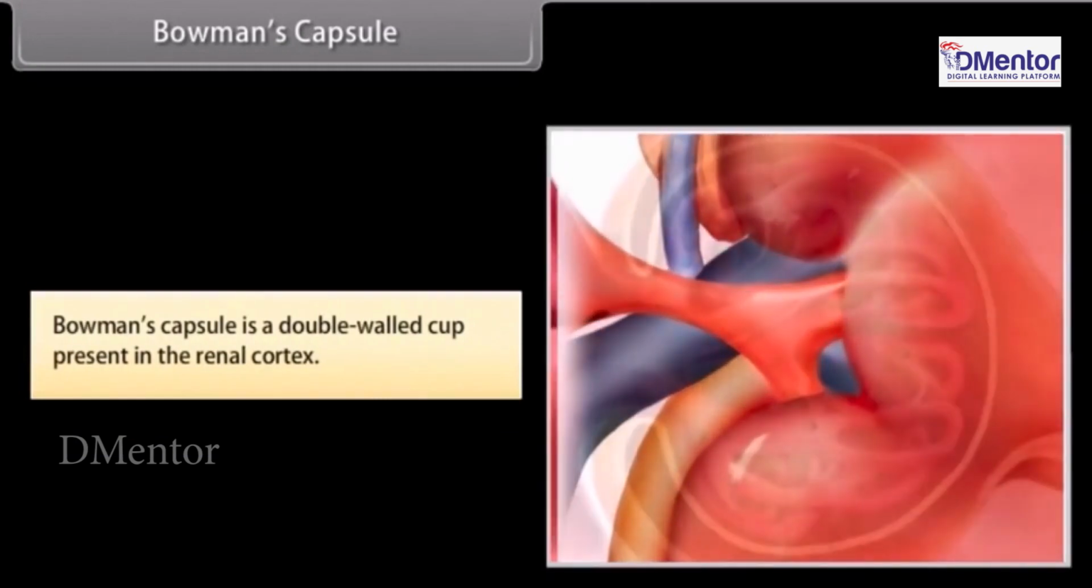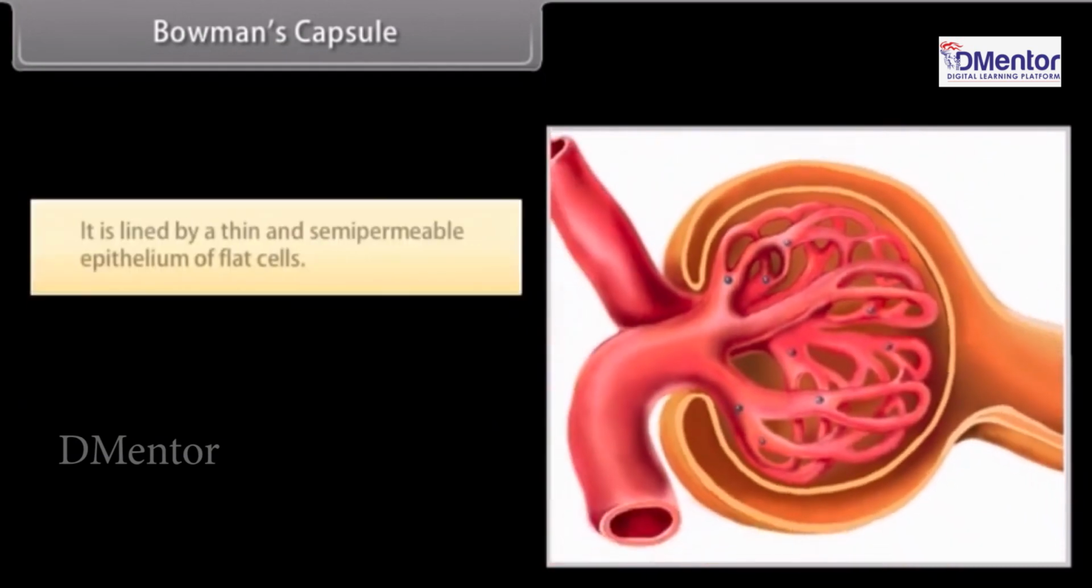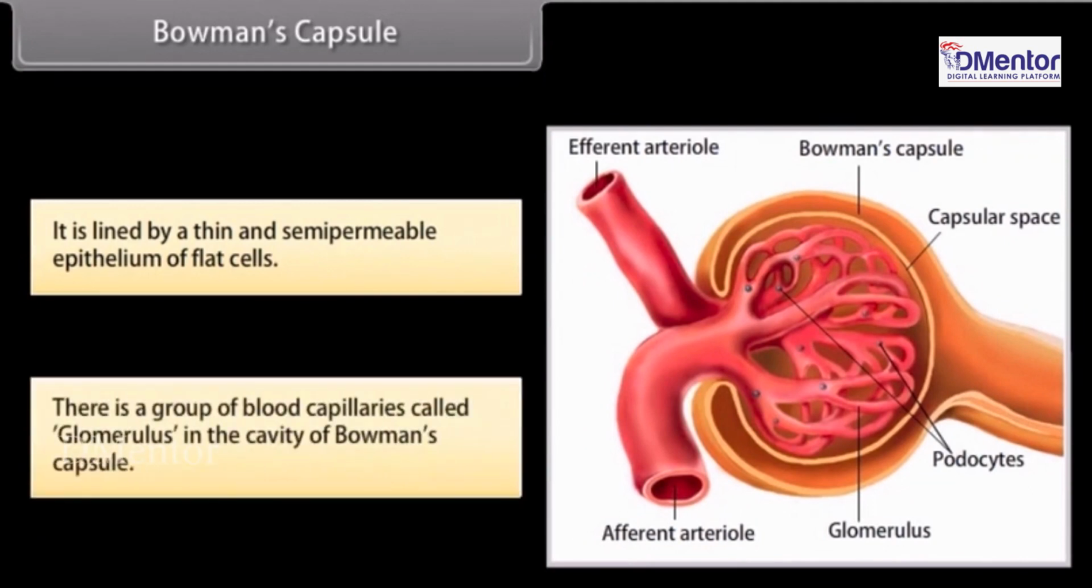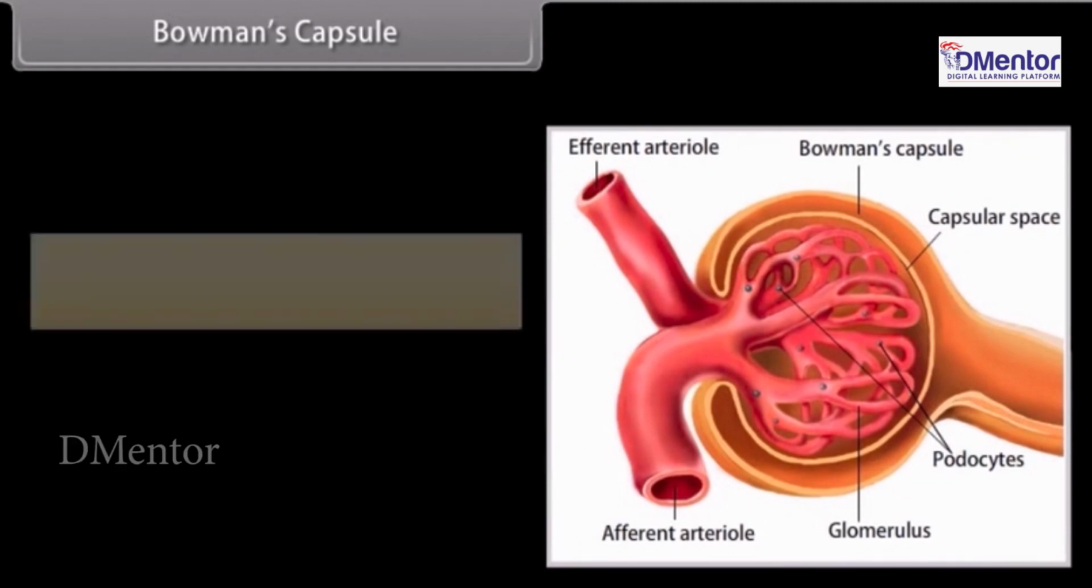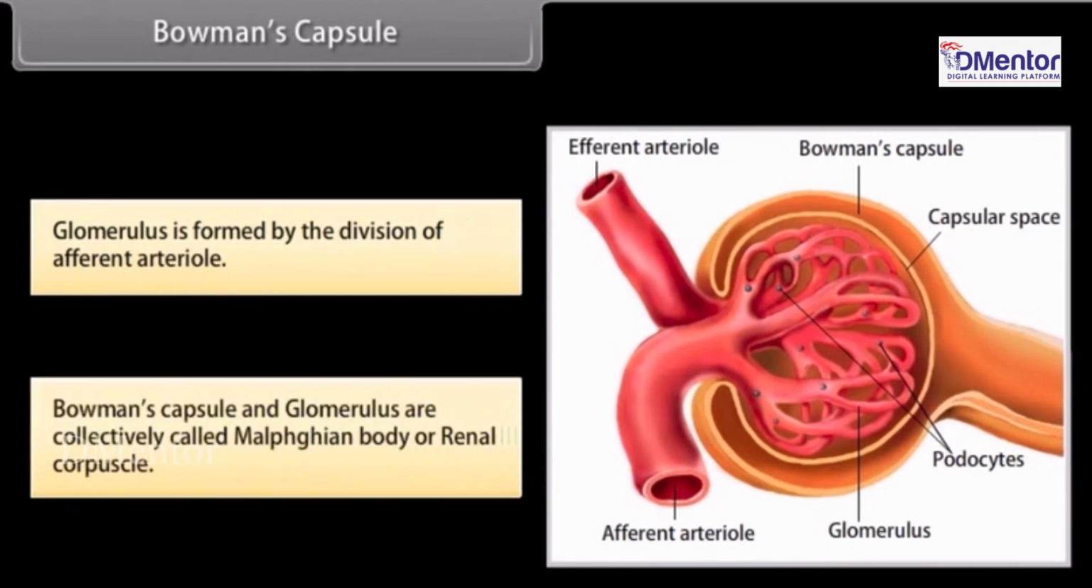Bowman's capsule. Bowman's capsule is a double-walled cup present in the renal cortex. It is lined by a thin and semi-permeable epithelium of flat cells. There is a group of blood capillaries called the glomerulus in the cavity of Bowman's capsule. The glomerulus is formed by the division of the afferent arteriole. Bowman's capsule and glomerulus are collectively called Malpighian body or renal corpuscle.